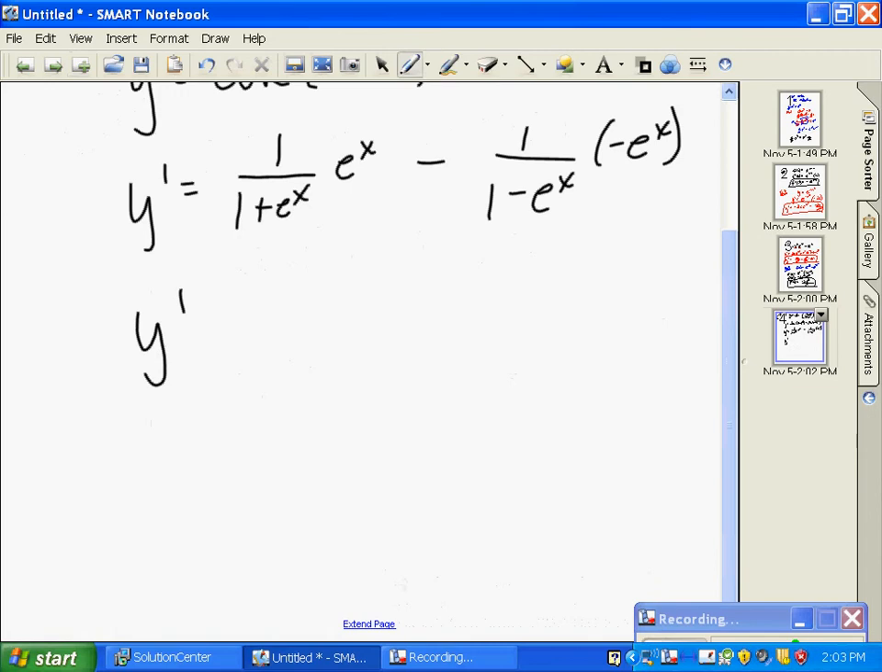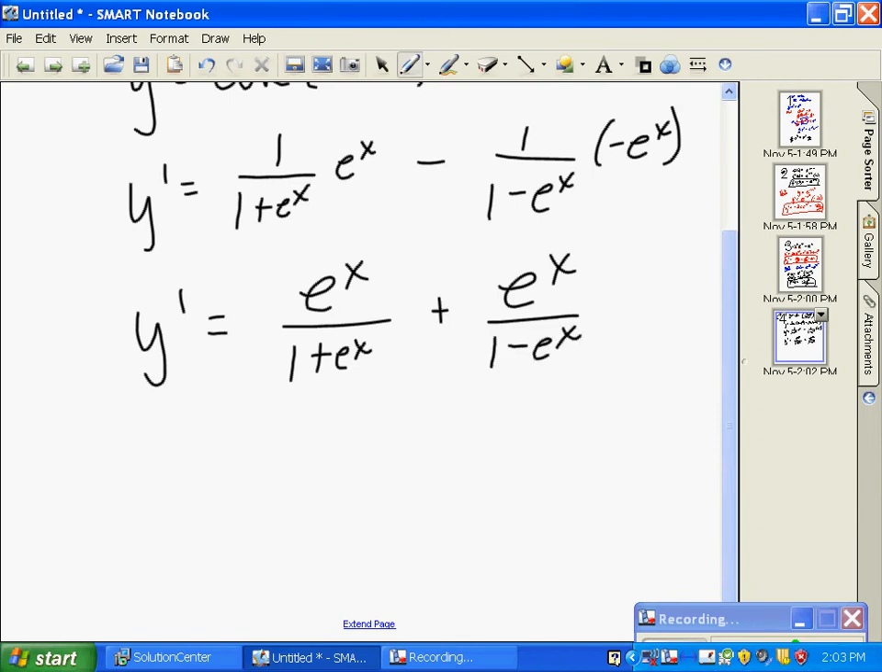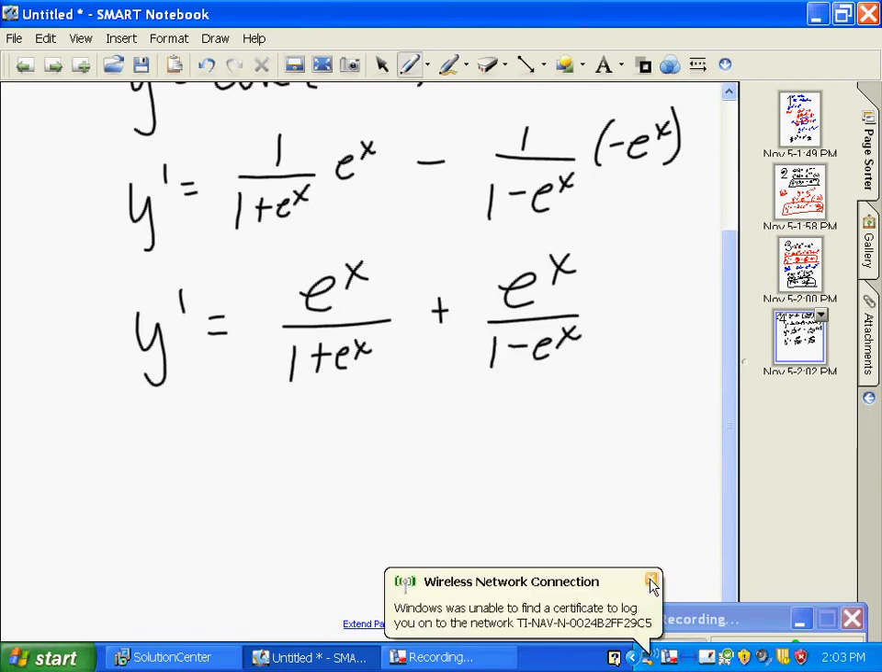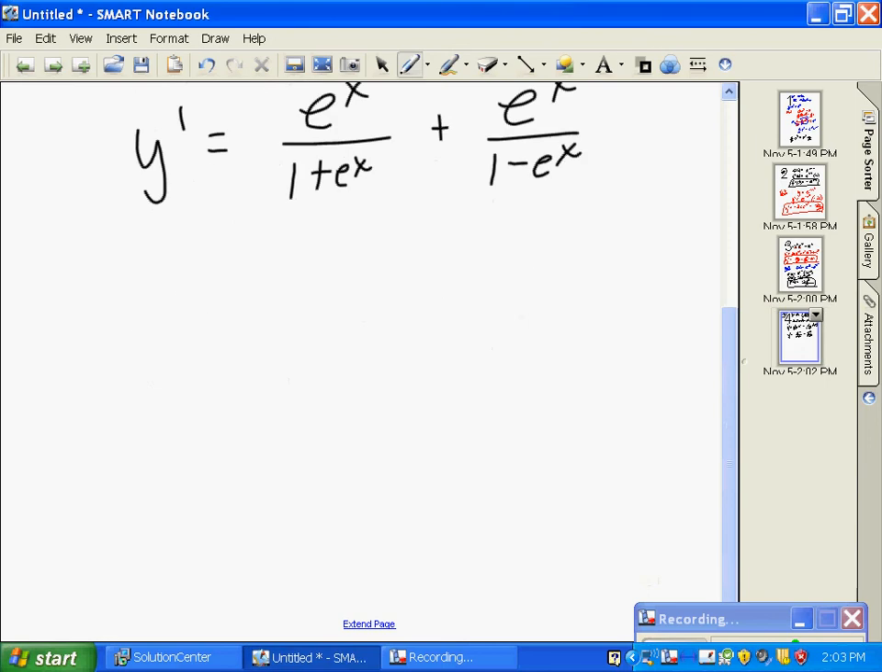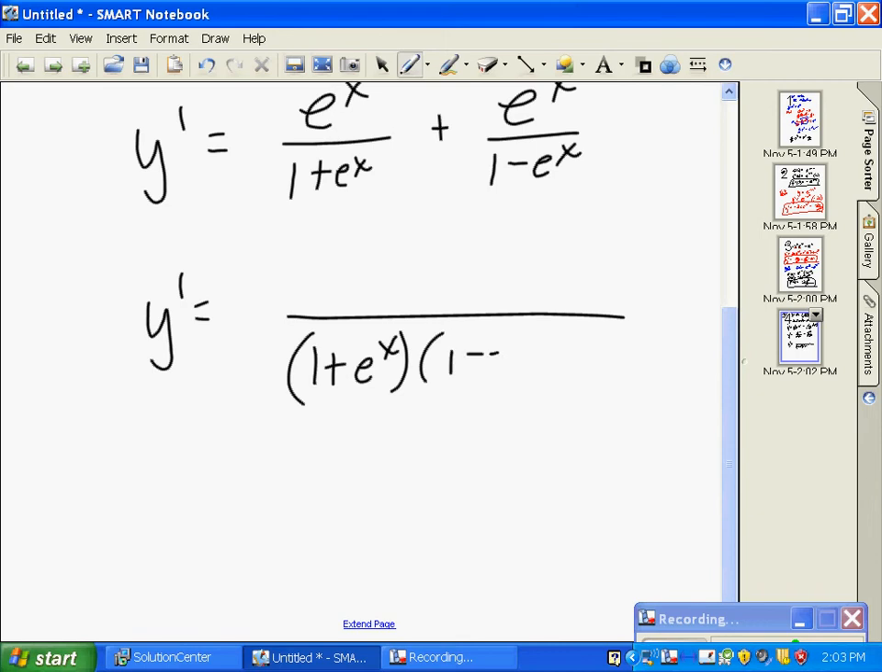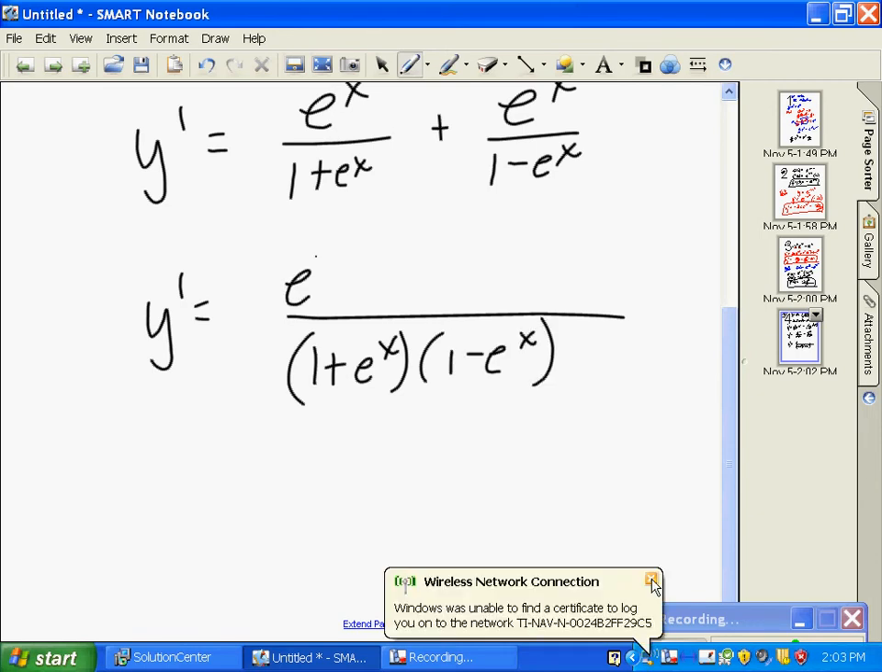I know a lot of you would probably just write e to the x in the numerator to begin with on that first term. This would be plus e to the x over 1 minus e to the x. Now remember my rule, if you have two fractions, you have to get a common denominator and add those two together. So I'm going to rewrite that as 1 plus e to the x times 1 minus e to the x as my common denominator. So this numerator is e to the x times 1 minus e to the x. Second numerator is going to be e to the x times 1 plus e to the x.